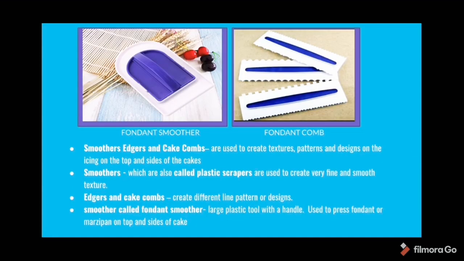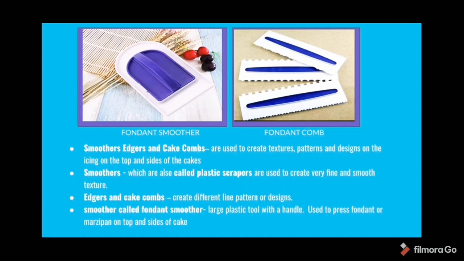Then we have the fondant smoother and fondant comb. Smoothers, edgers, and cake combs are used to create texture, patterns, and designs on the icing on the top and sides of the cakes. Smoothers, which are also called plastic scrapers, are used to create very fine and smooth texture. Edgers and cake combs are used to create different line patterns or designs.